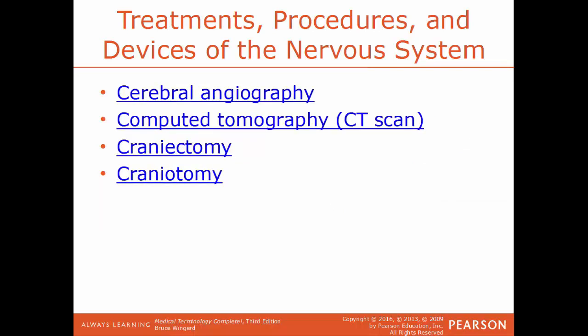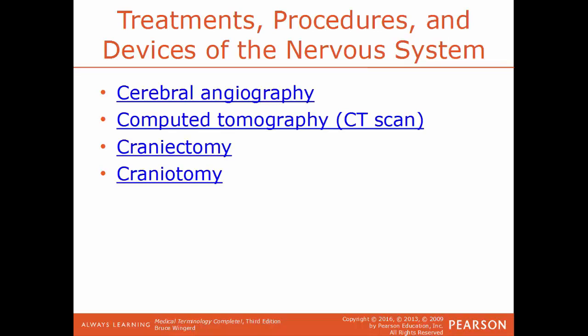So our next term, cerebral angiography, is a diagnostic test that will help visualize the blood vessels within the brain, and also of the head and neck in general. So next one, CT scan. The CT stands for computed tomography, also known as a CAT scan. This is a very detailed visual technique that gives you much higher quality images than a common X-ray would, because you get a series of images, a series of slices through a region of the body.